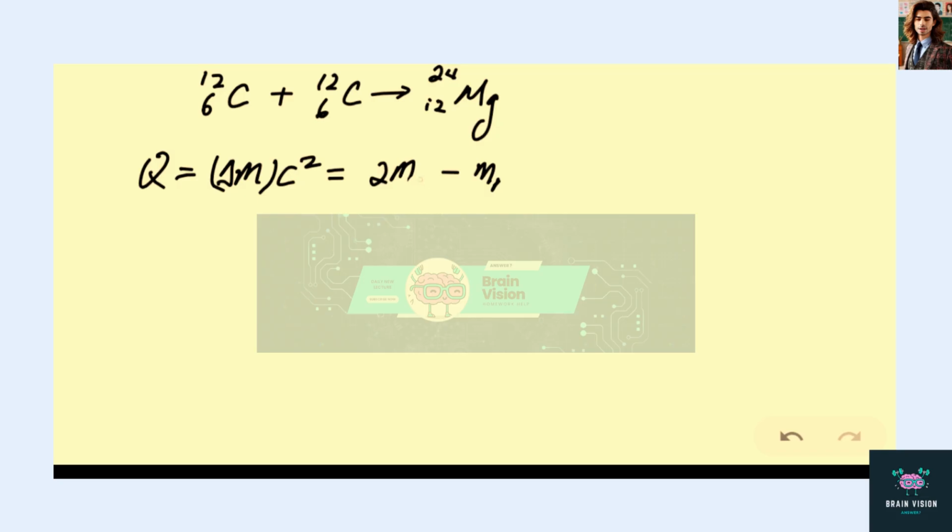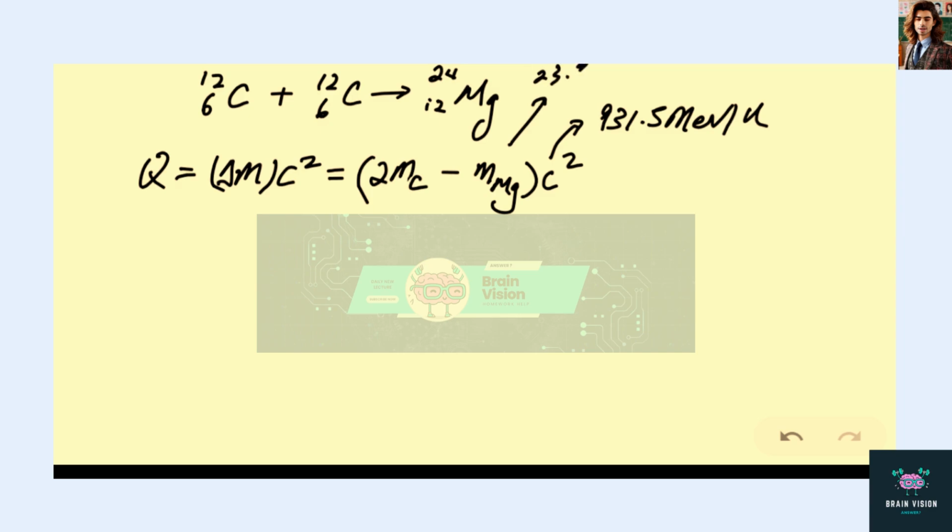So this is carbon-12, this is magnesium, multiply this by c squared. For c squared we can use 931.5 MeV per u, since we are dealing with atomic mass units. The mass of the magnesium nuclide is 23.985, and the mass of the carbon nuclide is 12. From this, we should get a value of 13.93 MeV. So this is the energy that's released.